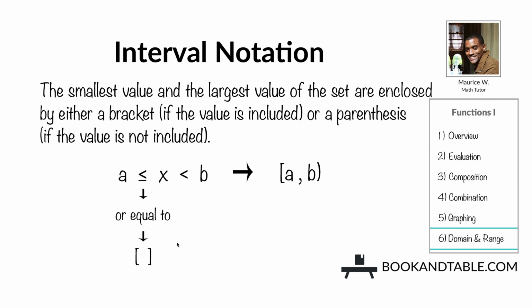The smallest value and the largest value of the set are enclosed by either a bracket, if the value is included. So we have less than or equal to, so x can equal a, so we use brackets. So that is why we have a bracket here beside a. Or a parenthesis if the value is not included. So that would be this portion here. We have x is less than b. But since x is not equal to b, we're going to use parentheses in those cases. So that is why here we have b, the larger entry, has a parenthesis to the right of it.